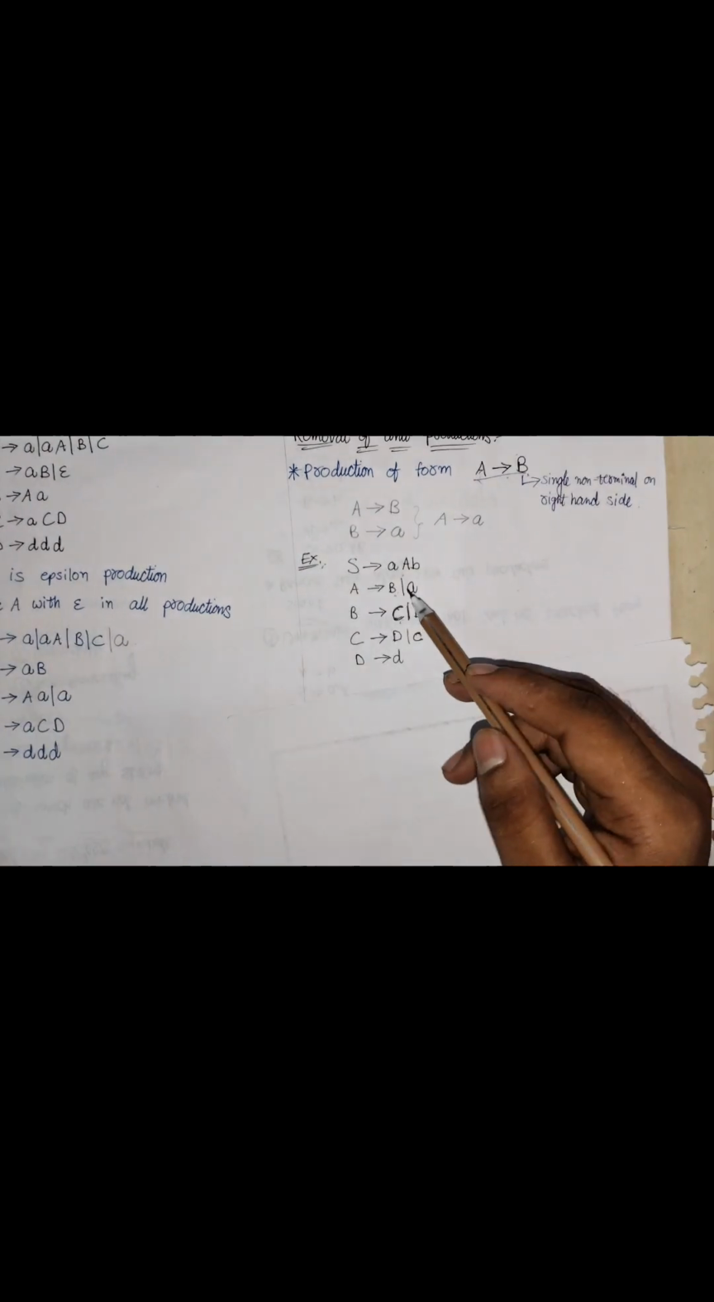Always, if there are unit productions in continuation, solve from the downward direction. D tends to D, there is no change in this, and C tends to D and small c, right? So instead of this capital D, replace the productions of capital D. The productions of D are D. The productions of C already existing are c. Next, B. B has unit production C. So replace this capital C with the productions of C. Productions of C are D and c. So D or c, already B is producing b. Write it as it is. No change.